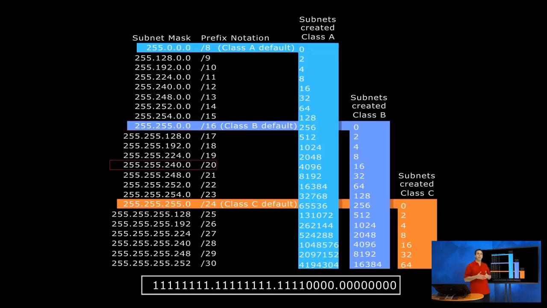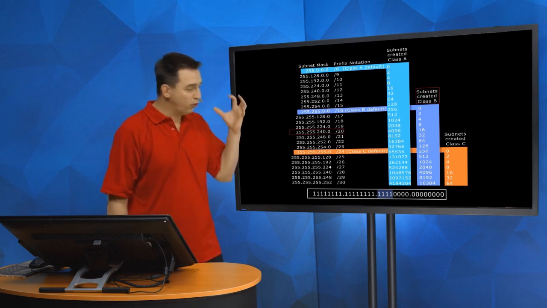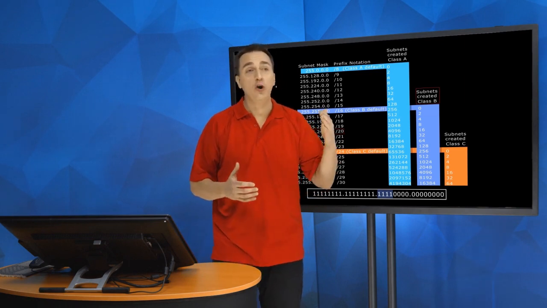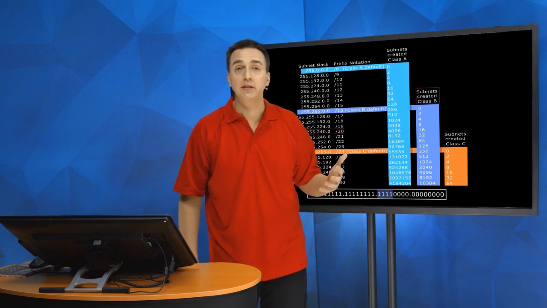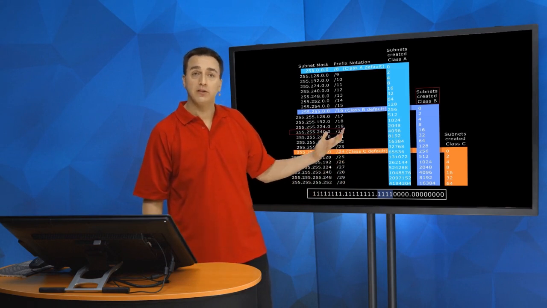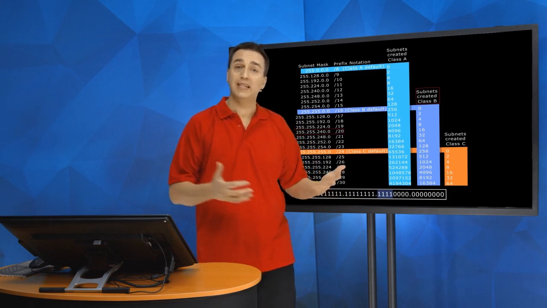So if I'm a slash 20 and we started out as a class A network, we would have borrowed 12 bits. 20 minus 8 is 12. 2 to the power of 12 is 4096. But what if we started out as a class B address? Well, then it'd be slash 16. So 20 minus 16 is 4. 2 to the power of 4 is 16. Whoa, wait a second. There's a great example of knowing your starting point. If you started out as a slash 8, you get 4,096 subnets. But if you started out as a 16, you only get 16 subnets.